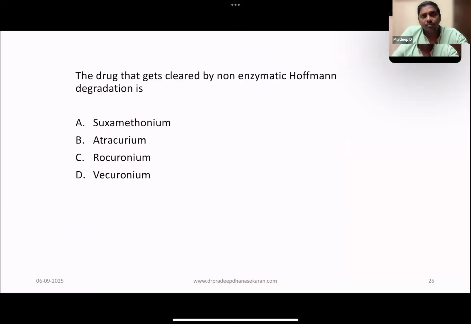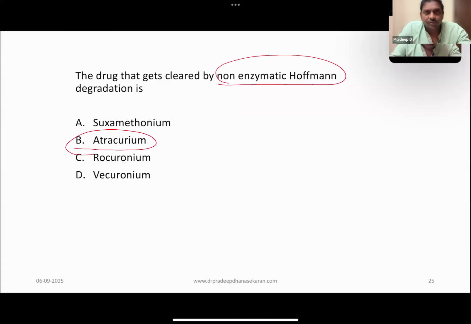Now let's discuss muscle relaxants. We have discussed local anesthetics. Now we will discuss muscle relaxants. The drug that gets cleared by non-enzymatic Hofmann degradation is atracurium. Atracurium and cisatracurium are not metabolized by the liver or kidney.